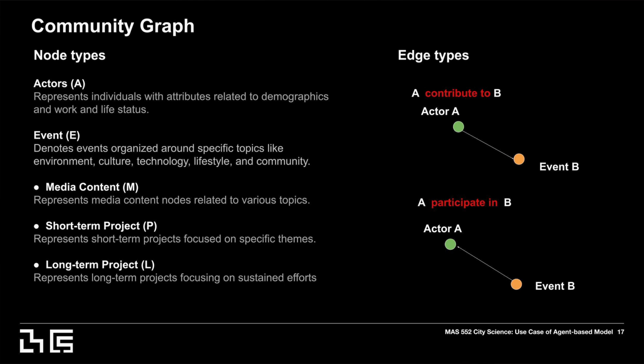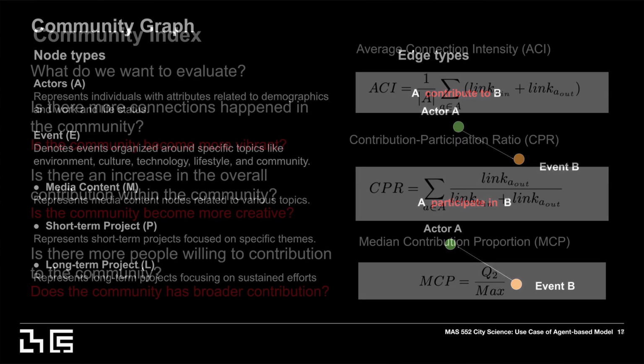The community graph is constructed from two different kinds of nodes, actors and events. Actors are the residents in the community, and events have three different categories: media connect, short-term project, and long-term project. For the interaction between people and events, we have two types. The first one is A contributes to B, which means an actor creates the event B. The other is A participates in B, which means the actor A participates in this event B because he is interested in this event.